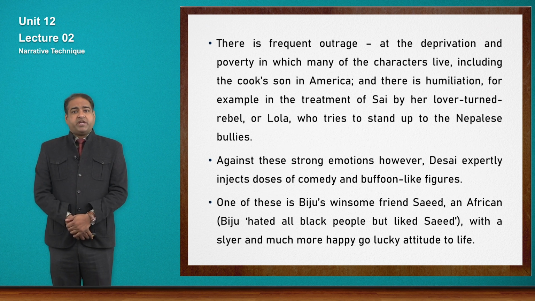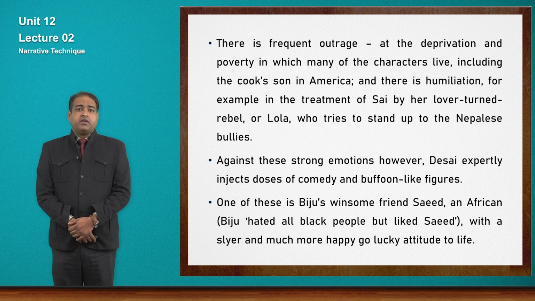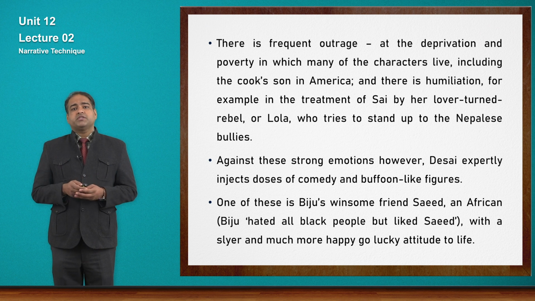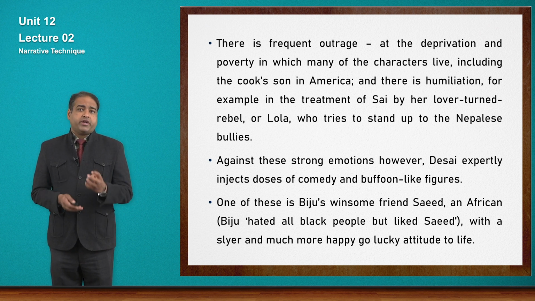There is frequent outrage at the deprivation and poverty in which many of the characters live, including the cook's son in America, and there is humiliation, for example, in the treatment of Sai by her lover turned rebel, or Lola, who tried to stand up to the Nepali bullies. Friends, there are various examples in this story where we find a kind of outrage, an effort to come out of poverty and from the present social and economic condition. There are many characters following this kind of attitude.